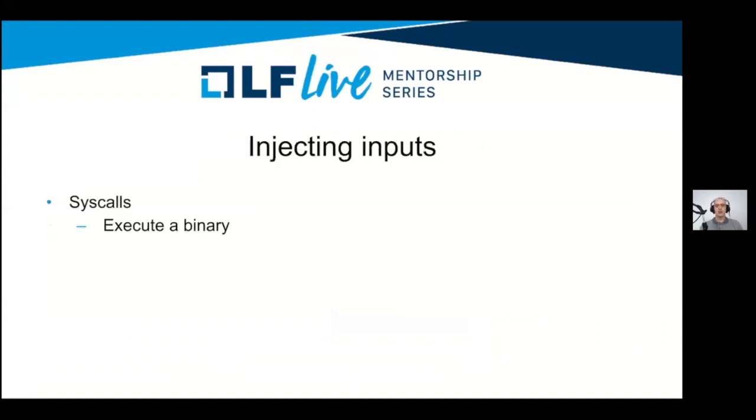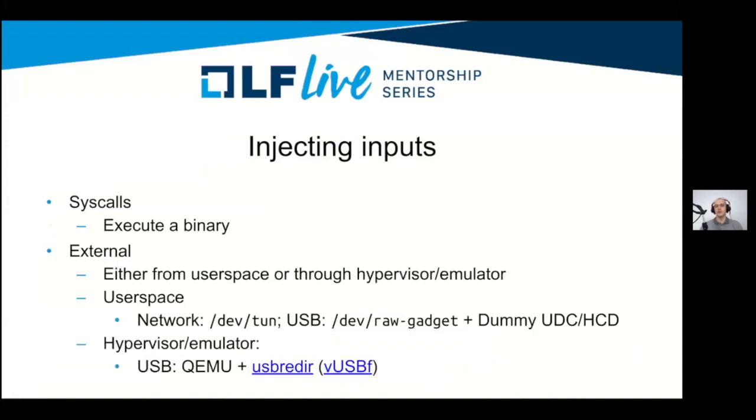So how do we inject inputs? In case of syscalls, this is really straightforward. You just execute a binary that performs the syscalls, that's it. But in case of external inputs, that's maybe not trivial. If the inputs are generated by hardware, you could take a piece of hardware and actually use it to generate inputs, but that scales poorly and doesn't always work. The other 2 approaches that you can use are either injecting inputs from user space or using a hypervisor or emulator.